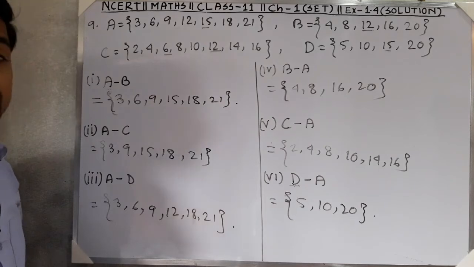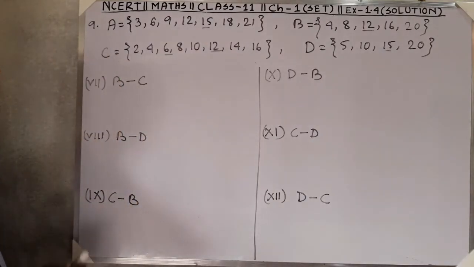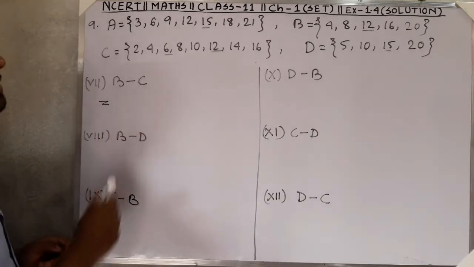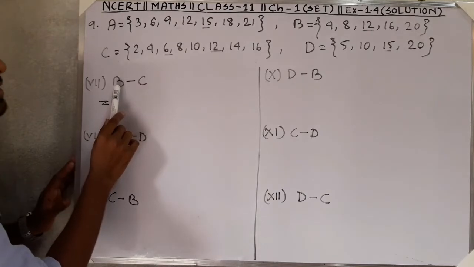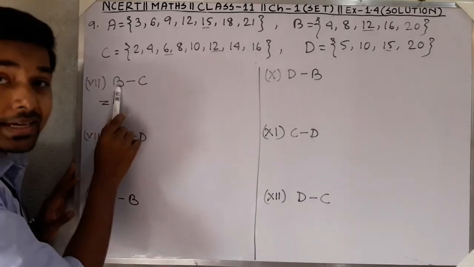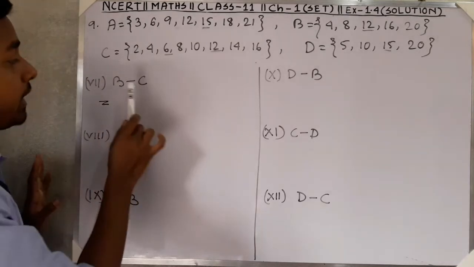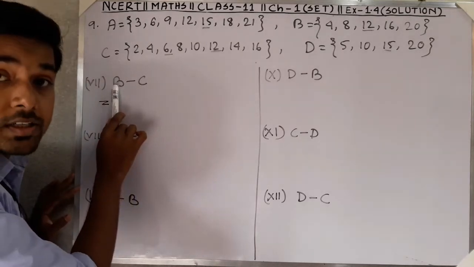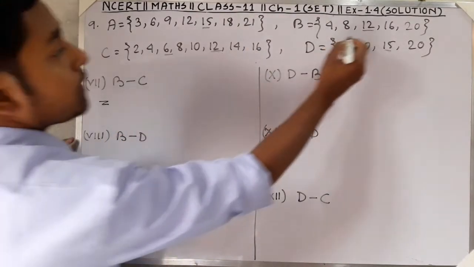Correct? So pause the video to note it down. Now question number 7, B minus C. B minus C means what? That means all the elements of B except the common elements of B and C only. So what are the common elements of B and C?